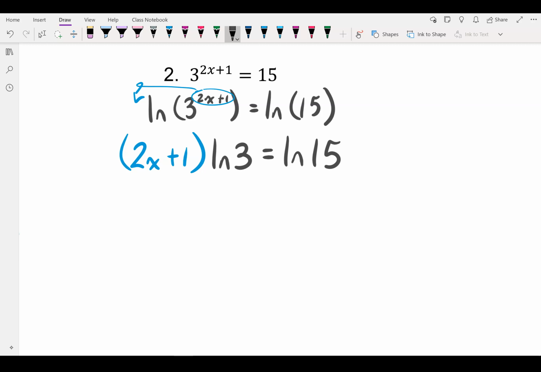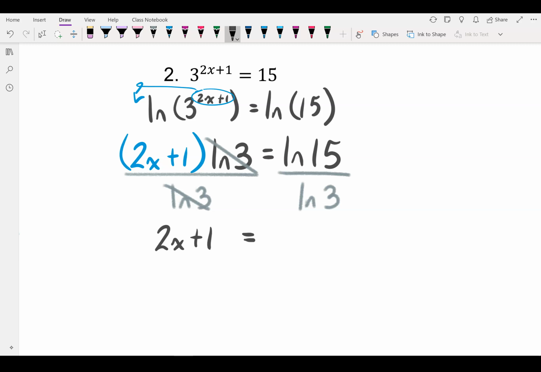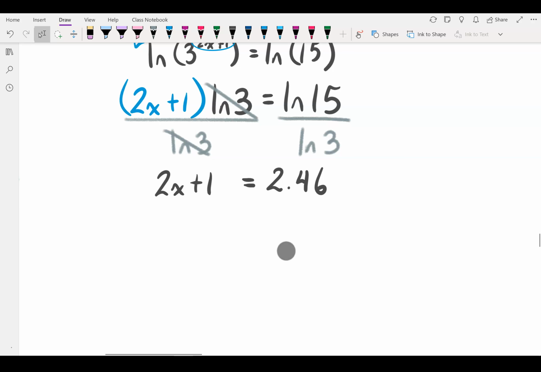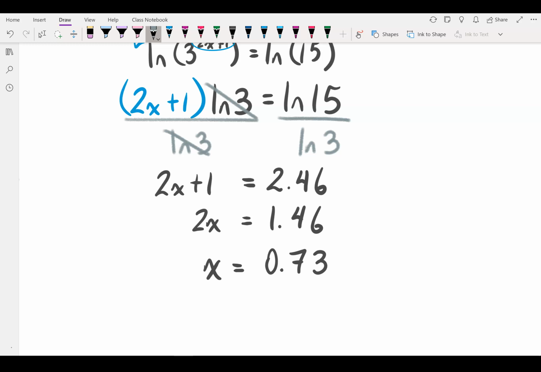Anyway, long story short, we need to divide both sides by that ln 3, just like we did last time. That will cancel the ln, and it'll leave this piece on the left, which will be easy to solve for. So we have 2x plus 1 on the left side. On the right side, once again, you can calculate it. It becomes 2.46. Then solve for x like a variable, because it is a variable. Bring the 1 over, subtract it, and then divide both sides by 2.